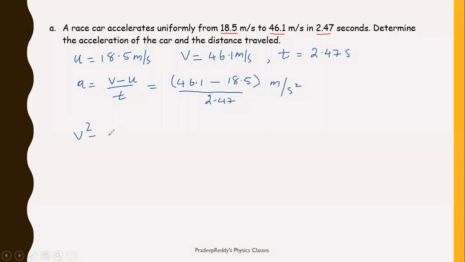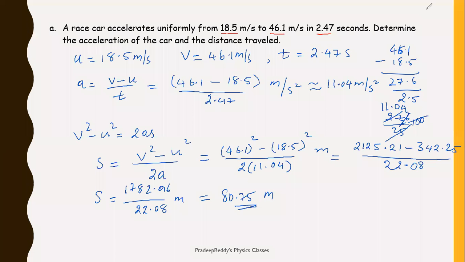The distance traveled, you can use this relation: V square minus U square is equal to 2AS. Because in this, all values we know. A value you have calculated in the above equation. V value you know. U value you know. You can just substitute all those values in this equation. That is S is equal to V square minus U square divided by 2A. So after calculating A, just substitute that A here so that you will get the distance traveled.